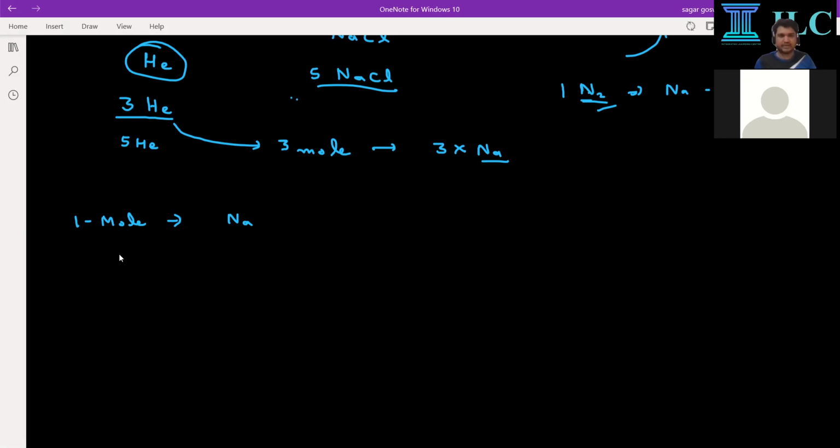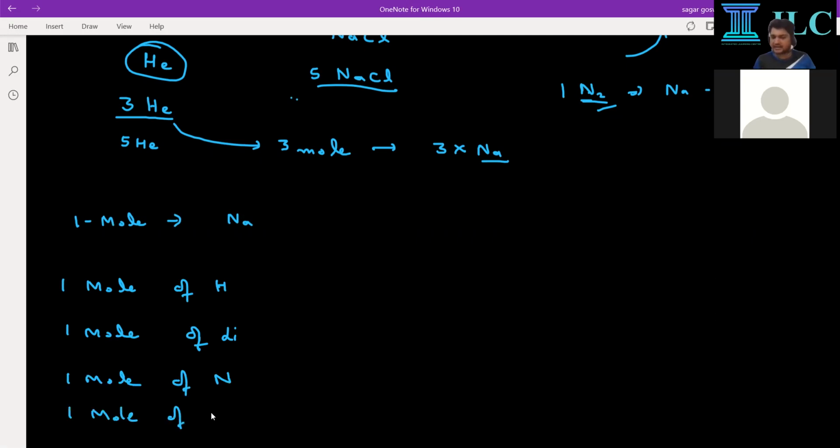Very right. Okay. Just tell me, Vishnu, if I am writing here 1 mole of hydrogen, 1 mole of lithium, 1 mole of nitrogen, or 1 mole of sodium, are they the same? Are they the same? I mean they have the same mole, right? But they have the same mass? No, they don't have the same mass.